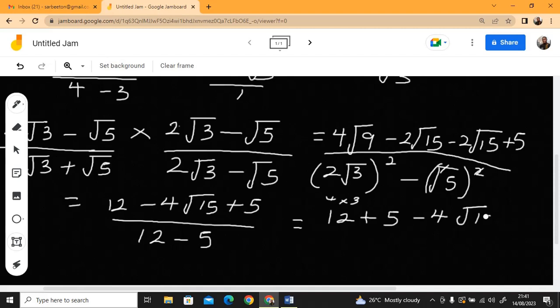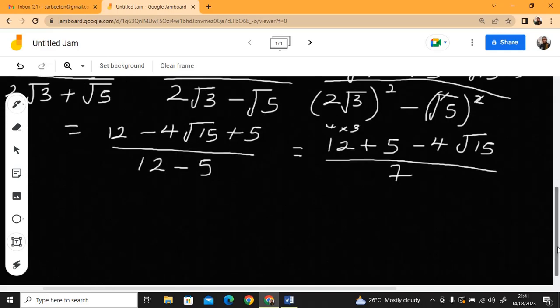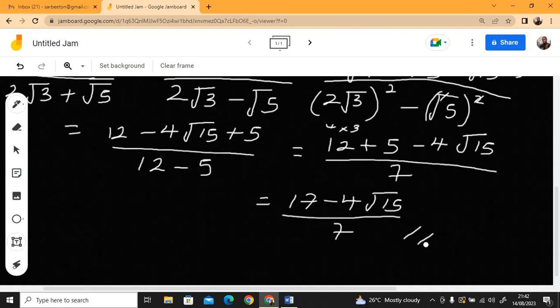root 15 all over 12 minus 5. What is 12 minus 5? That is 7. Yeah, it's 7. So 12 plus 5 here is what? Is 17, right? So your final answer here is 12 plus 5 is 17 minus 4 root 15, everything all over 7. So this is your final answer for this one.